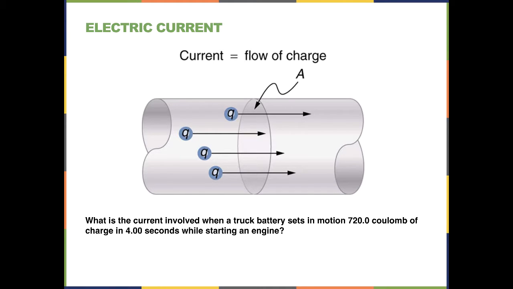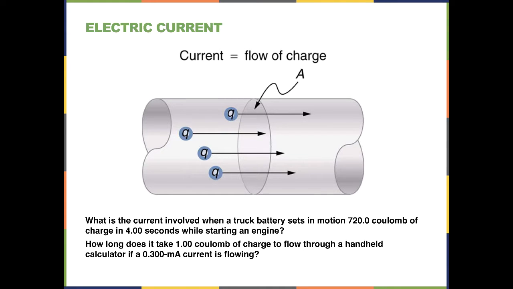So it says, what is the current involved when a truck battery sets into motion 720 coulombs in 4 seconds when starting an engine? As we said, it's the change in charge, which in this case is 720 coulombs, over the time, which in this case is 4 seconds. So it's essentially 720 divided by 4. And if you do the math, you'll see that that's 180 amperes.